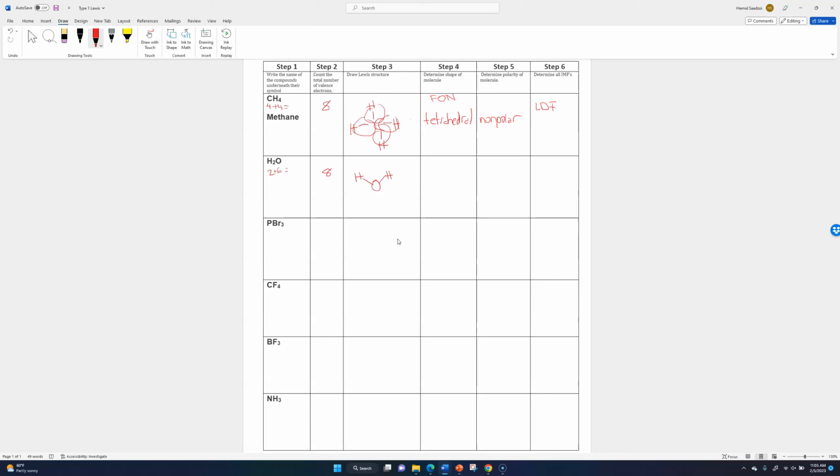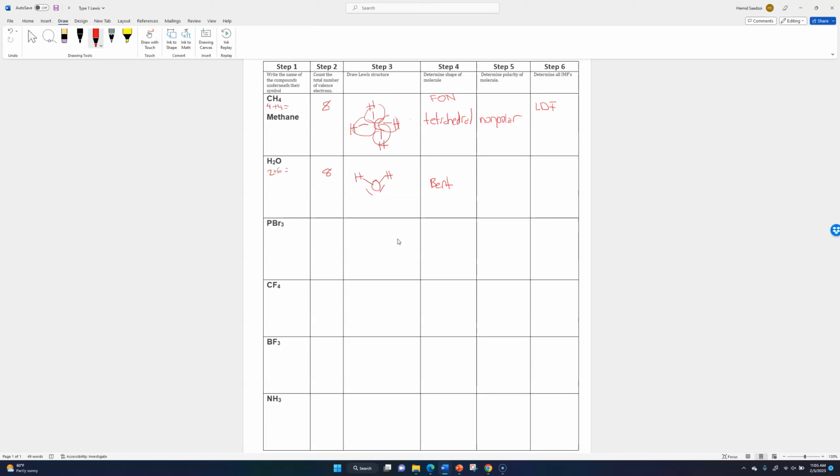You have 2 sets of lone pairs left because you only used 4, right? So you have 4 left. Now look at the middle. See, the middle only has 2, 4, and wants 8. So I'm going to give it 2 more. As a result of that, we have a bent structure.